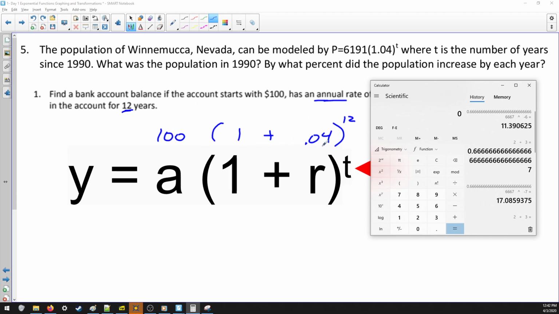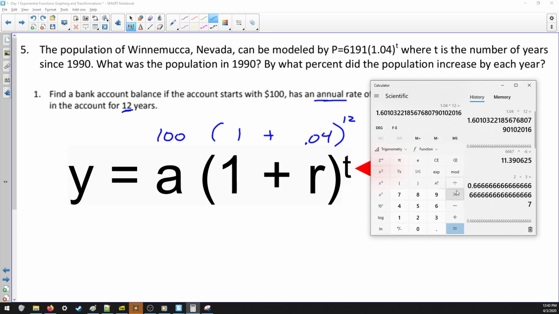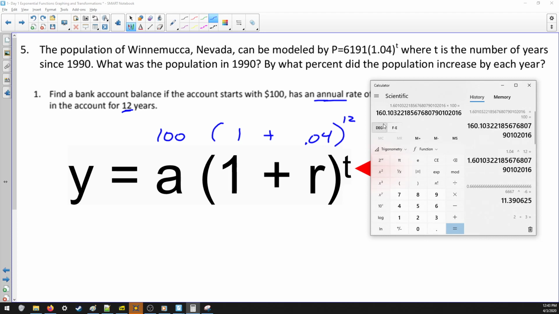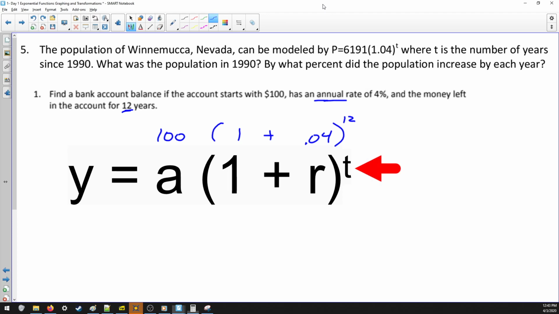So we're actually going to do 1.04 and raise that to the 12th, get this thing, and then multiply that by 100. And so I'm getting a final answer of 160.10. This is money, so I'm not going to go past 2 decimal places. I'm going to say the final answer is 160.10.